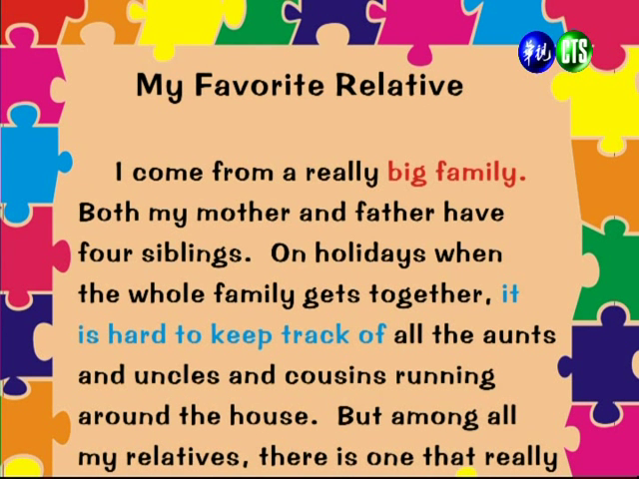For example, we find out that the writer has 8 aunts or uncles, and there are many cousins. And the phrase, "it's hard to keep track of," shows that there are so many relatives on the holidays that it can get confusing. All right, so now let's go back to the writing model.